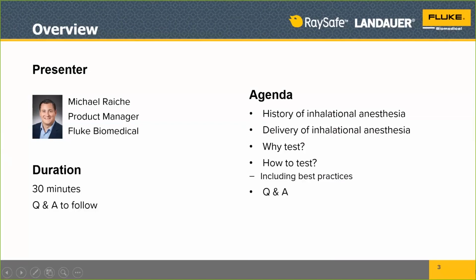And today, what we're going to go over is inhalational anesthesia, and we're going to talk about its history, how it's delivered to patients, why it should be tested. We'll go through how to test it and some best practices along the way. If at any point you guys have questions, you can type those into the Q&A in the way that Dan showed you, and we will show you those instructions again at the end to make sure that you get those questions in.